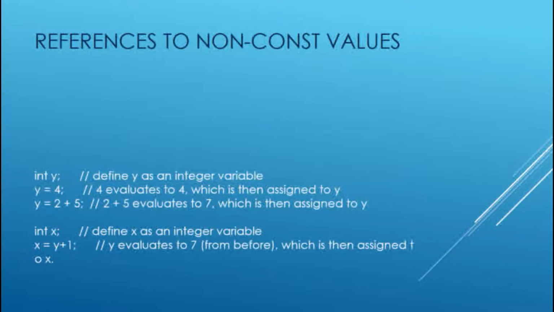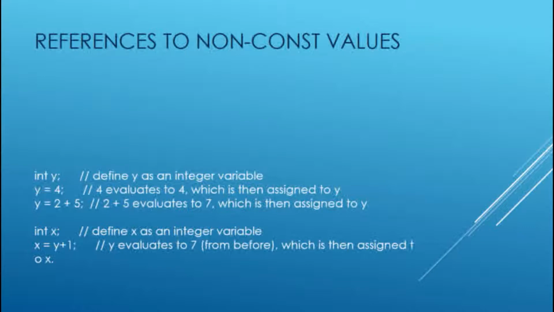Points to remember: first, references must be initialized when declared. They have to be given a value to reference at the time of creation. They cannot hold null values like pointers. References to non-constant values can only be initialized with non-constant L values. They cannot be initialized with constant L values or R values.